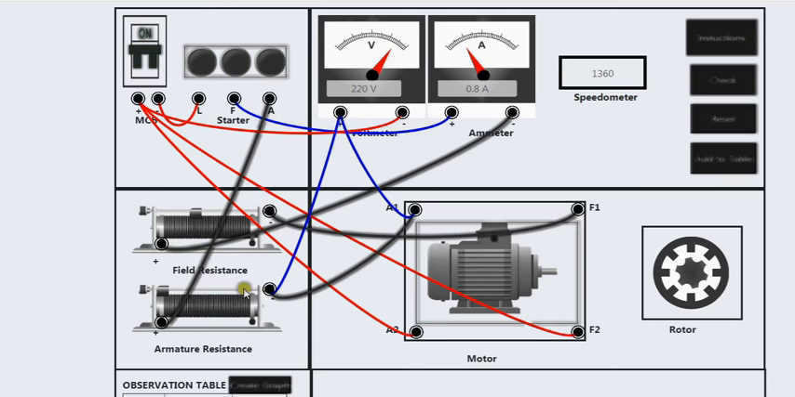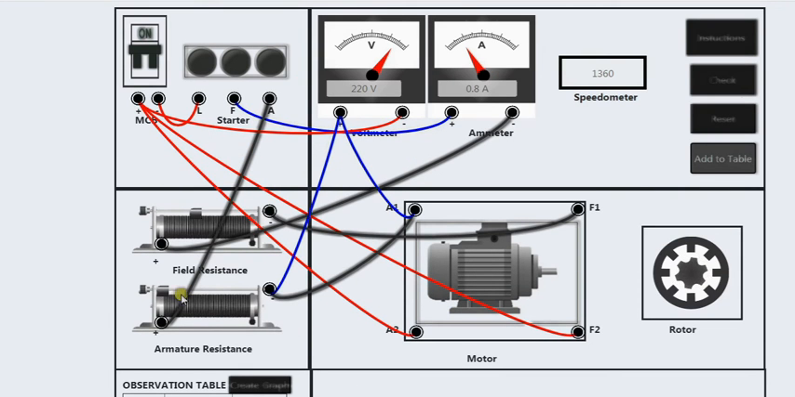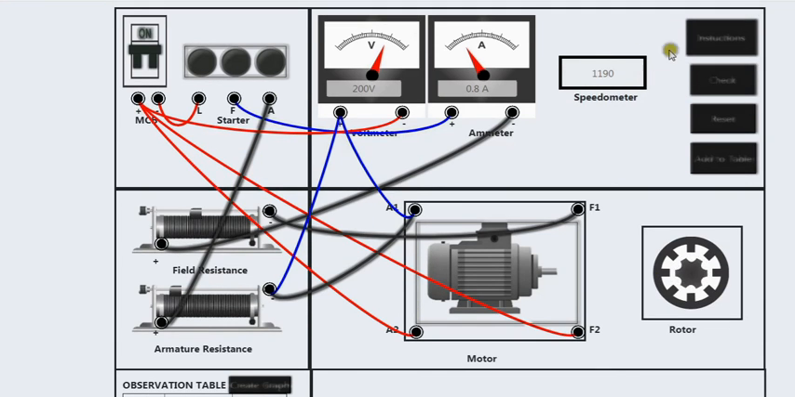Then increase the value of the armature resistance, and see the changes in the readings of the ammeter and speed. Earlier the speed was 1360 RPM, now it becomes 1190 RPM. This is the speedometer; it tells you the speed of the DC motor. Then again click on add to table, and we have the second row of the observation table.